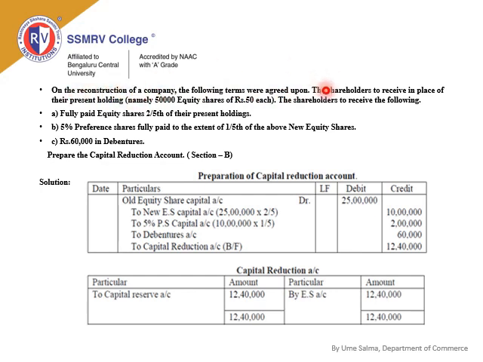Here the shareholders are to receive, in place of their present holding of equity shares, 50,000 shares of rupees 50 each. This is what is shown in the existing balance sheet. The shareholders are now agreeing to the following rearrangements in the company. The first point is fully paid equity shares of 2/5 of their present holdings.